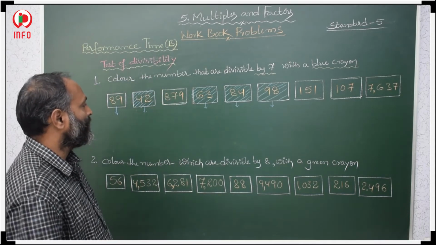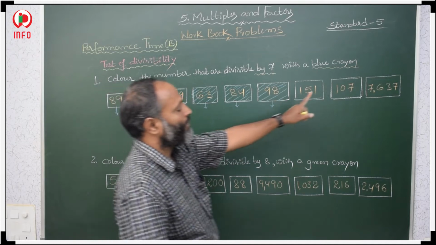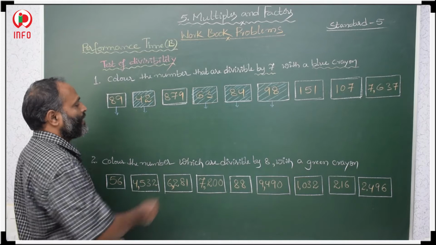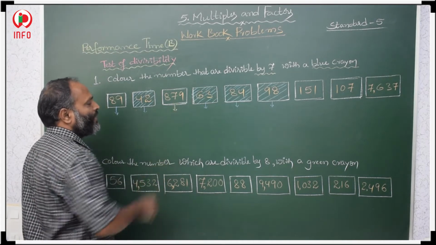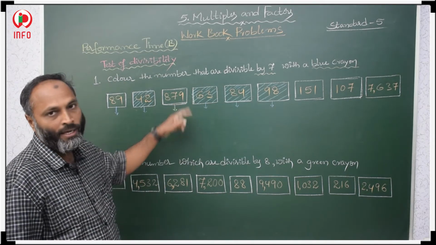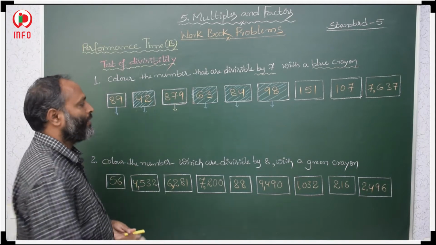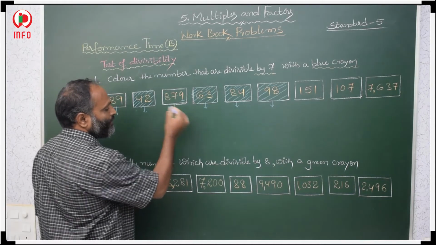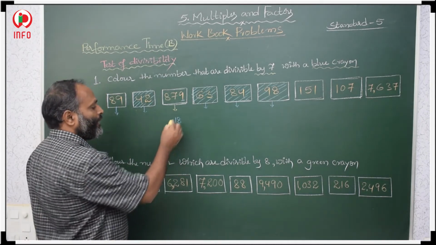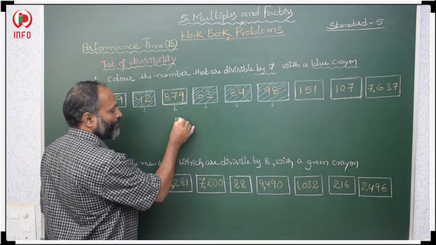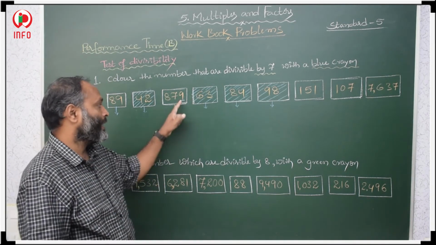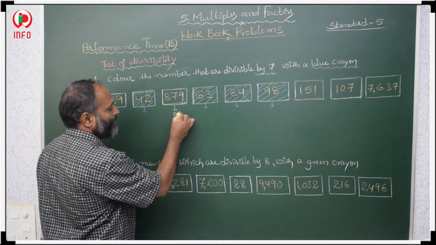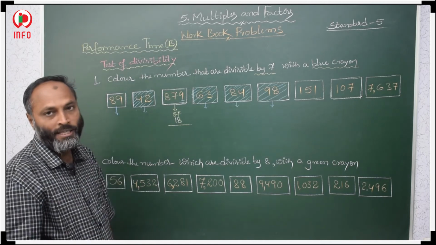So how many 3-digit numbers are there? 1, 2, 3. So we have to check these numbers next. How to check this one? First, we have to double the ones place value. 9 is there, 9 twos are 18. This we have to subtract from 87. 87 minus 18.